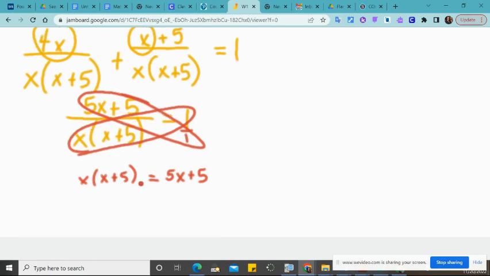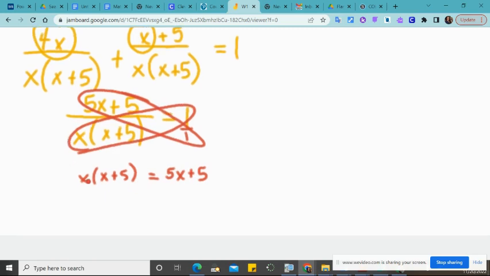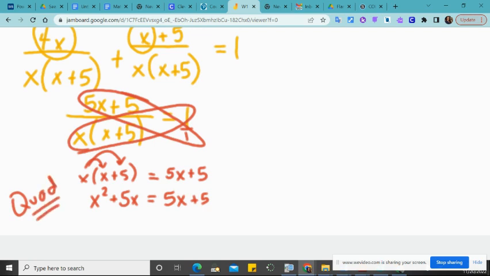And now this doesn't look much better, but let's go ahead and distribute this out here and see what we can do. So we'll have x squared plus 5x equals 5x plus 5. So now we've got a quadratic here, and we had a whole unit on quadratics. And for quadratics, the first thing we usually did was set everything equal to 0 and then go from there. So let's start there, see what we can do.